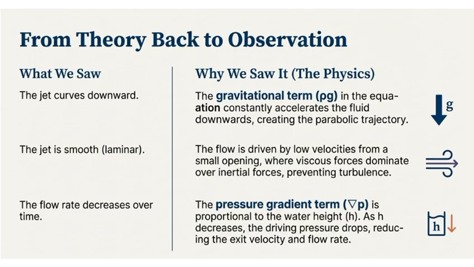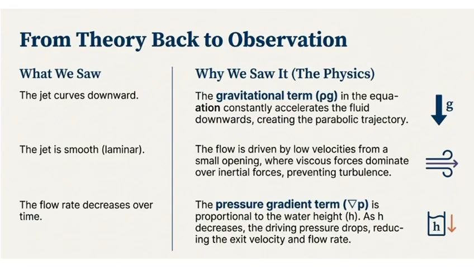Moving on to the quality of the stream, we observe that the jet remains smooth, or what we call laminar flow. This is a result of the physics of scale. Because the water is exiting at a relatively low velocity through a small opening, the viscous forces dominate over the inertial forces. Essentially, the thickness or internal friction of the water is strong enough to keep the particles moving in orderly layers, which prevents the chaotic swirling of turbulence.